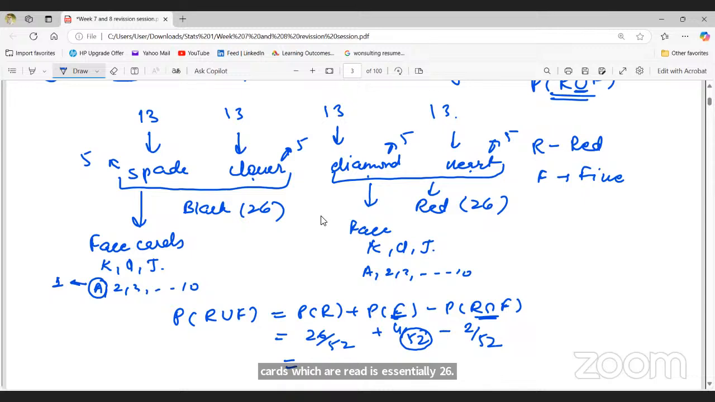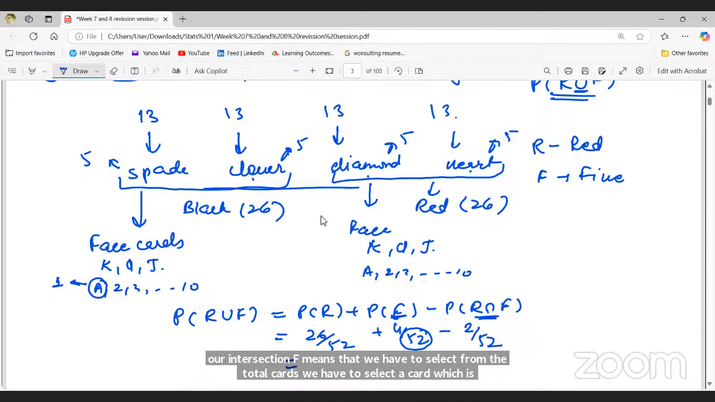It's just that from the total cards we are selecting. R intersection F means that from the total cards, we have to select a card which is of red color and the number on that card should be 5.